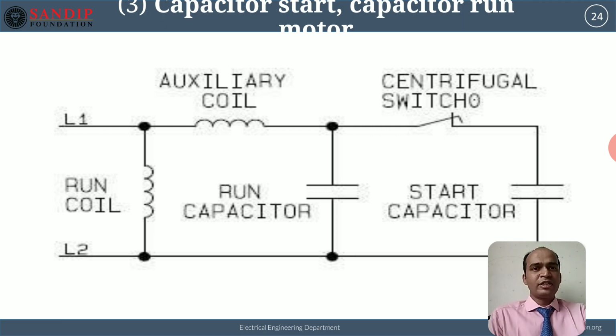The run coil is nothing but the main winding or main coil, and the auxiliary winding is called the starting winding. Hence, the angle between the currents I1 and I2 is very large. Due to the large angle, the capacitor start motor produces a large starting torque as compared to that produced by the split phase induction motor.